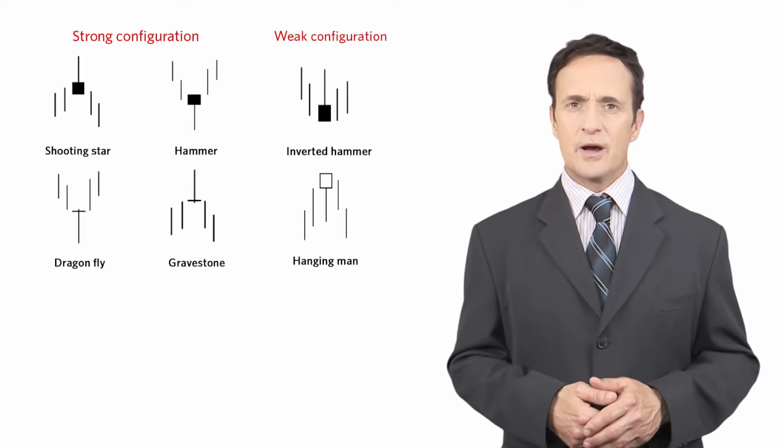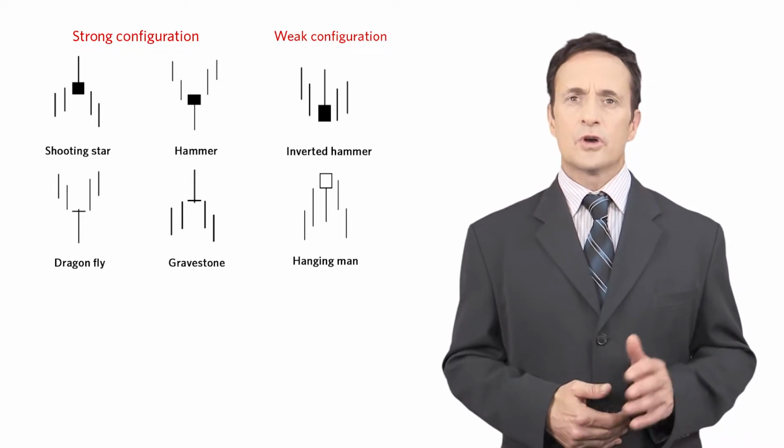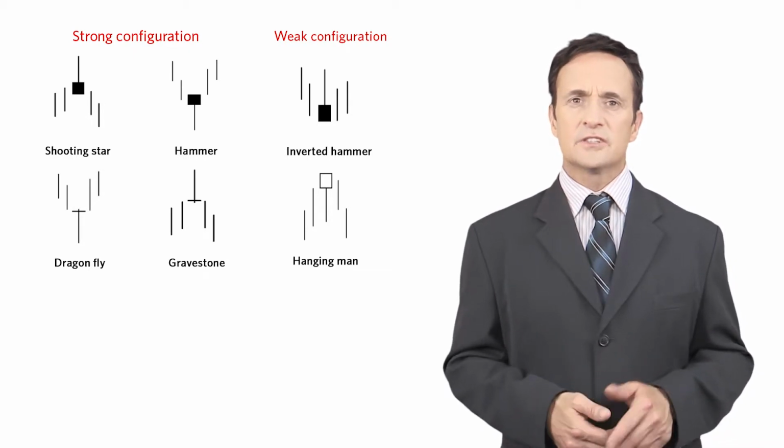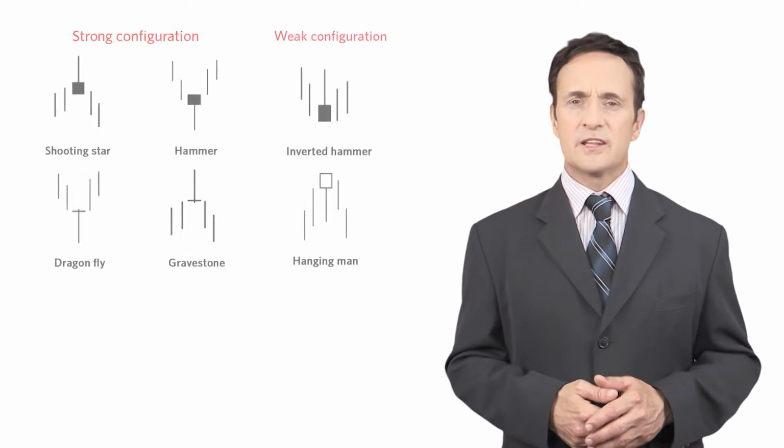There are a lot of single candlestick and other patterns. For example, a shooting star, hammer, inverted hammer, hangman, dragonfly, gravestone, and many others. They're also divided into the strong and the weak ones. It's only important to understand the principle. If the candlestick shadow goes beyond the previous price range and then returns to the same range, it means that the price has reached a certain barrier and it is not able to overcome it.